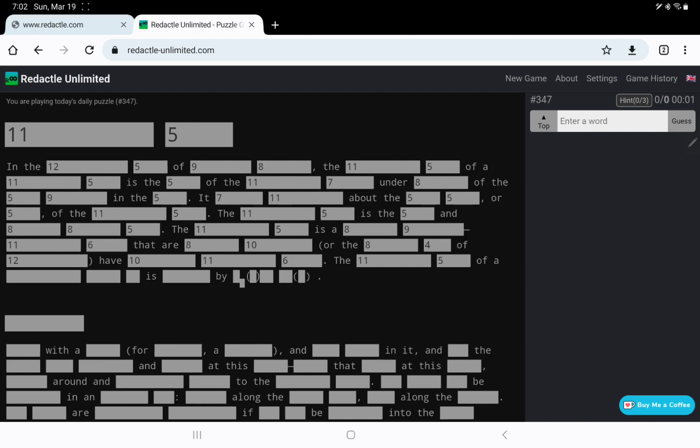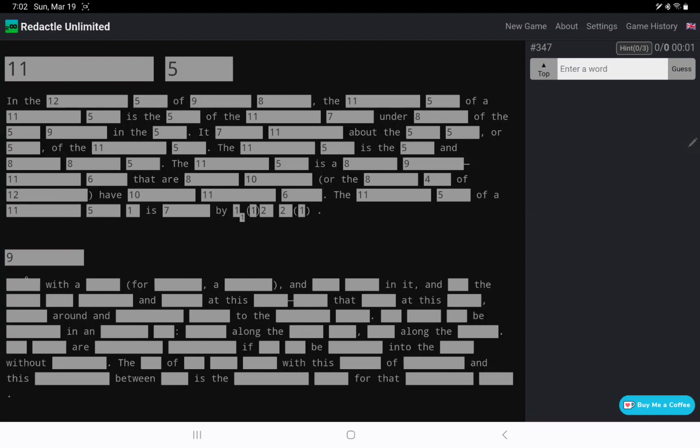And finally, this may be helpful. The 11-5 of a 11-5, 1 is 7 by, and then we have a subscript and some parentheses. So I'm immediately thinking some kind of chemical formula, but maybe it's not. I'm still smarting from the fatty acid yesterday. 5 with a 5, for example, with a, what is with a 5?